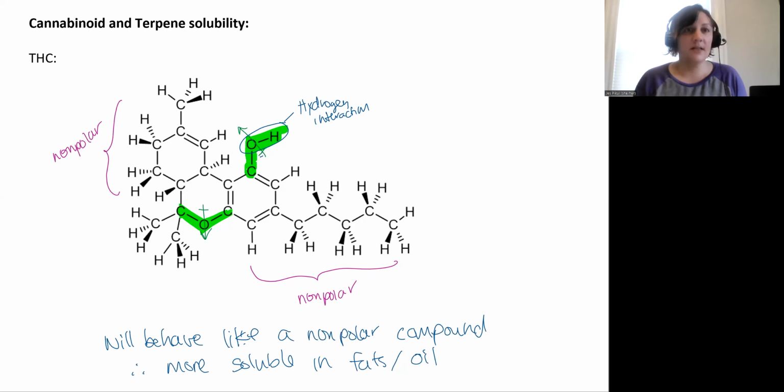And this also tells us where this compound would be stored in our body too. It's going to be stored in our fats rather than something that would be only soluble in water, which we would then probably flush out of our system a lot faster. We would see a quicker removal of it.